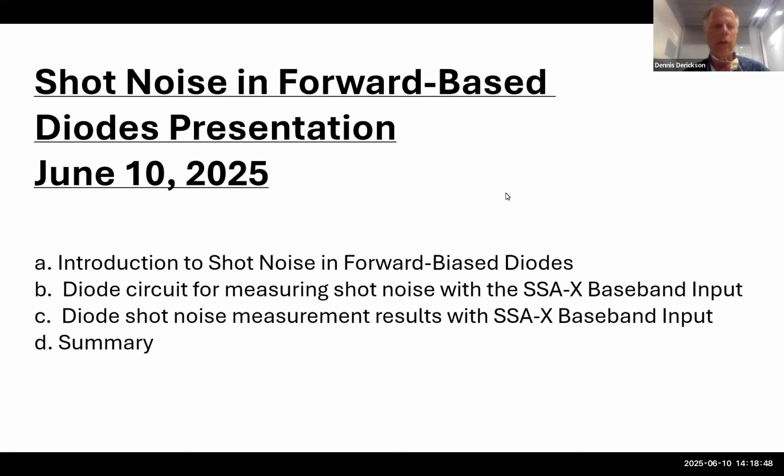Today I'm going to talk to you about shot noise in forward biased diodes. The outline will be, I'll first introduce you to the mechanism of shot noise generation in forward biased PN junction diodes. Then I'll show you a diode circuit that can be used for measuring shot noise with the help of the SSA-X source signal analyzer baseband input, and then I'm going to show you results of that input into the very sensitive receiver of the SSA-X, and then I'll summarize what we learned today about shot noise.